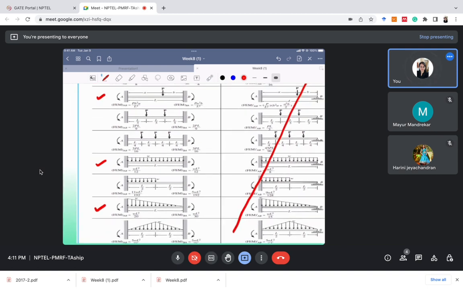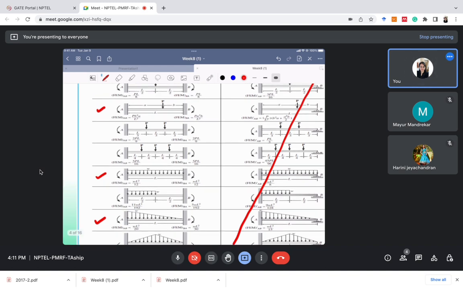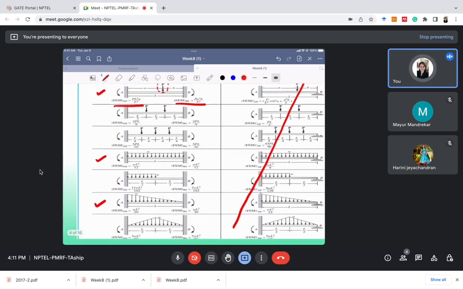So the first is the fixed end moment due to the point load. The fixed end moments are given here. If you want, you can note that. Fixed end moment due to UDL, these two are the cases, and fixed end moment due to the triangular loading.